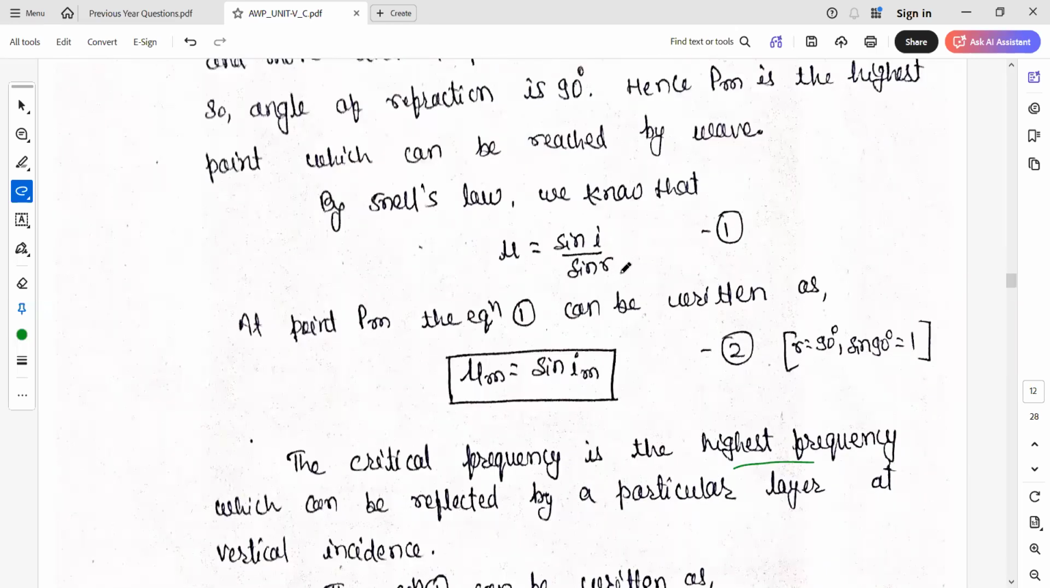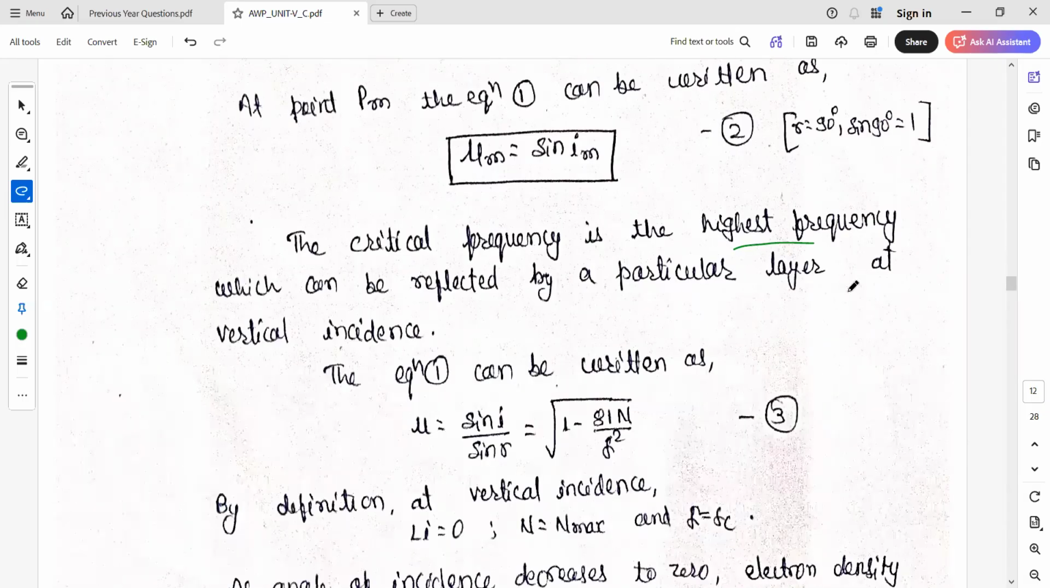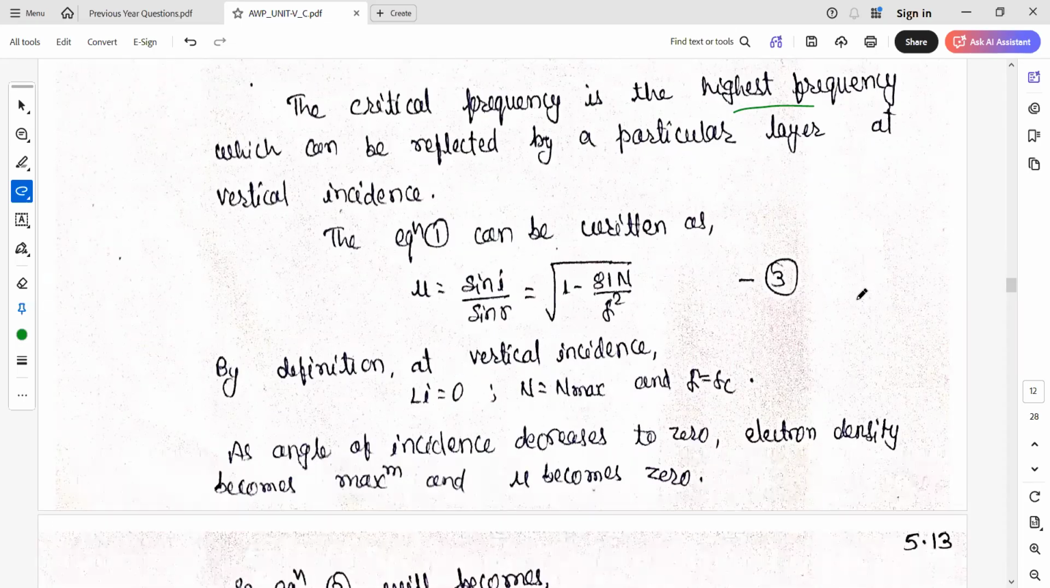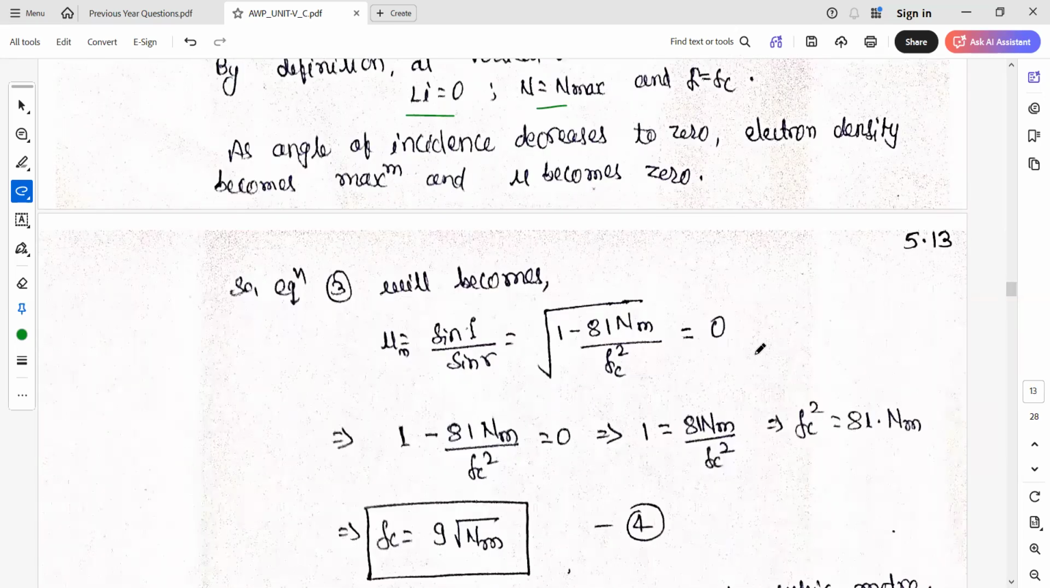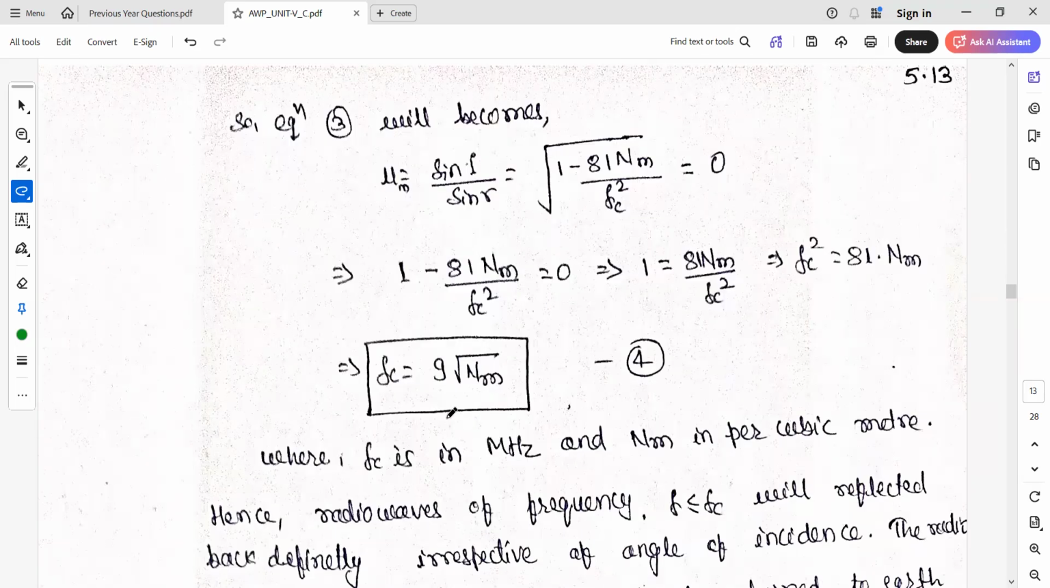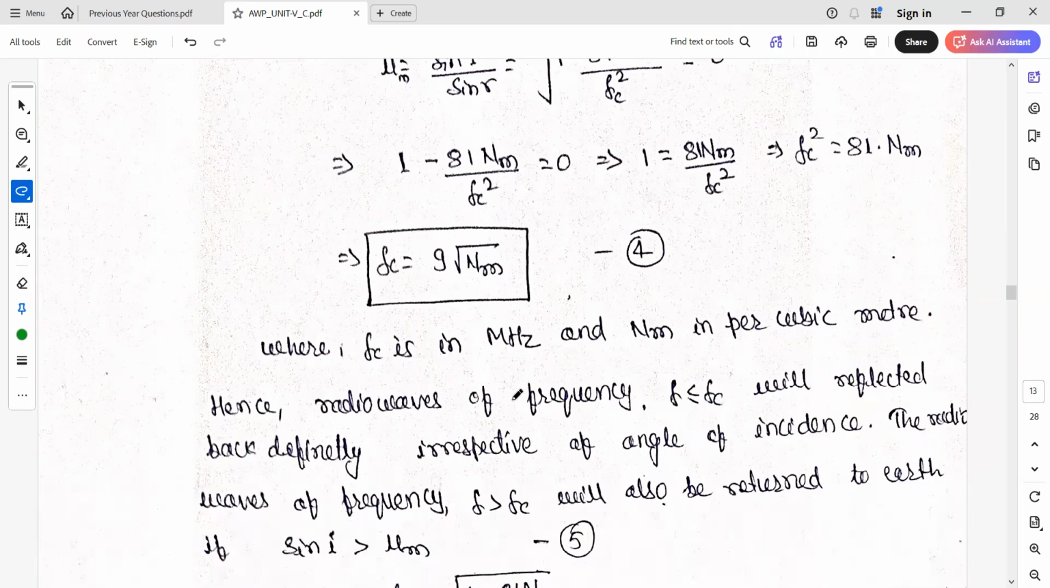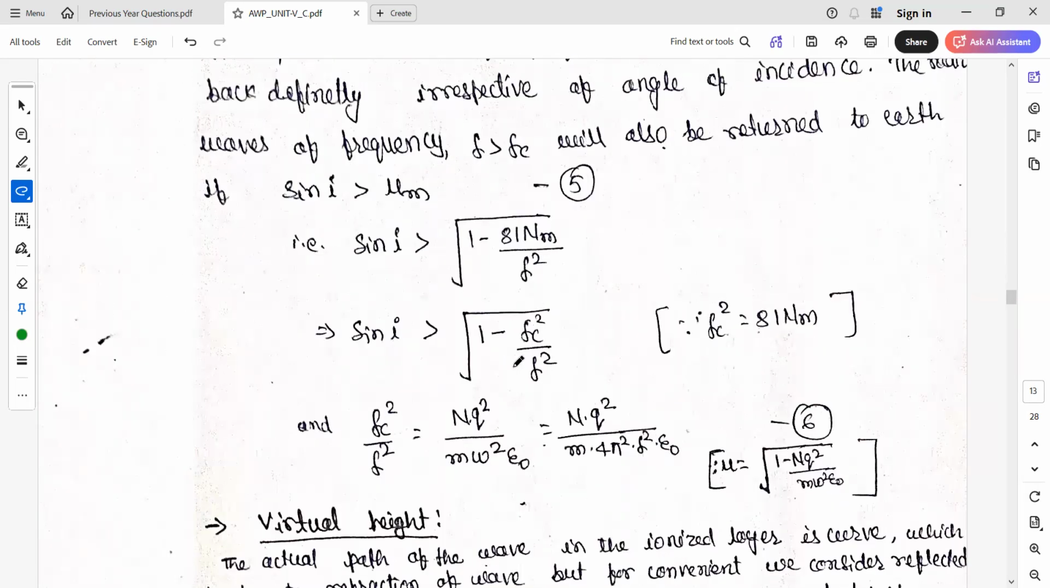So by Snell's law, we have mu, the refractive index, equal to sin i by sin r. And this is the critical frequency, the highest frequency that can be reflected towards the Earth. The refractive index, whose expression is already derived, is root under 1 minus 81 N by f squared. Finally, at vertical incidence, the incidence angle is 0, the refractive index will be the minimum, and f will reduce to fc. So this expression reduces to the critical frequency, fc equals 9 times root under N max. Similarly, these are the derivations we have.